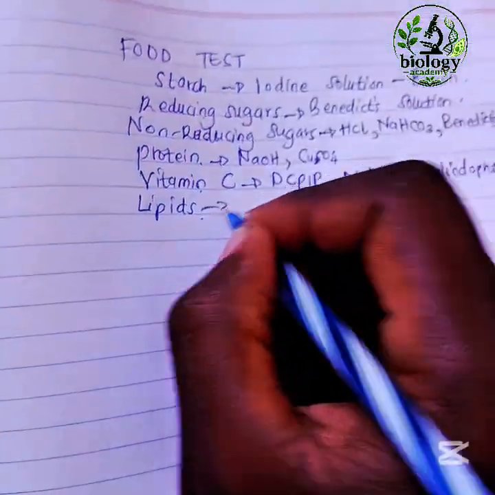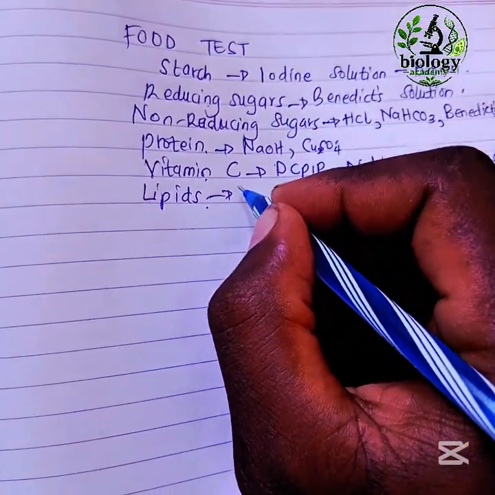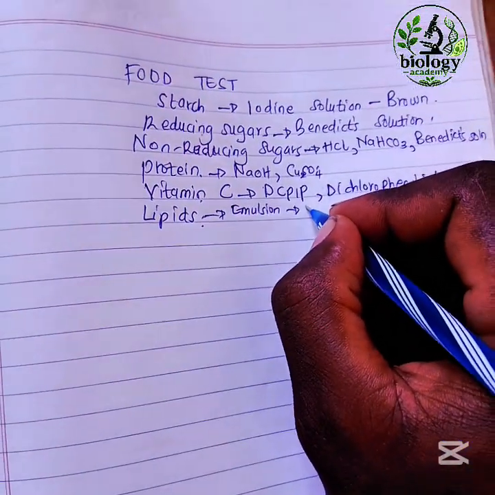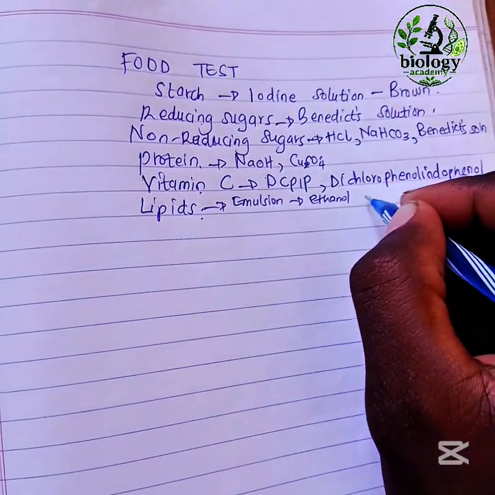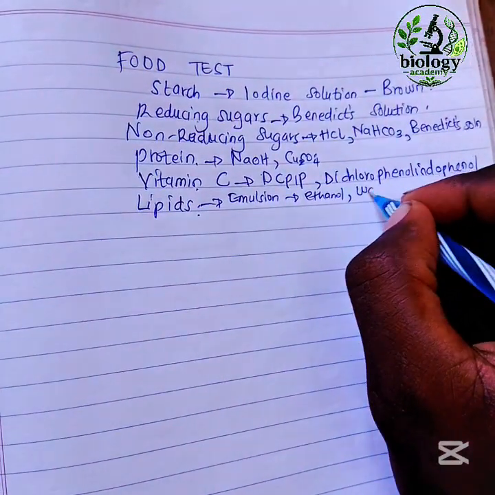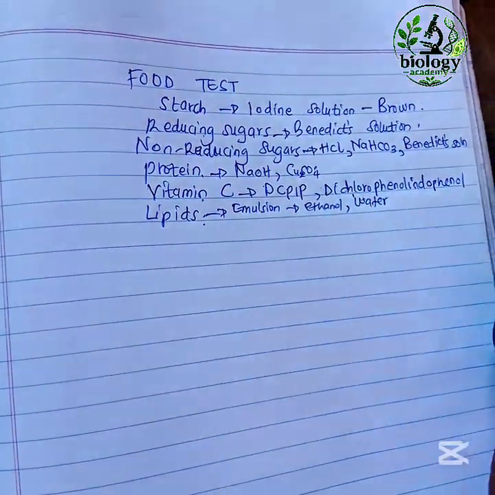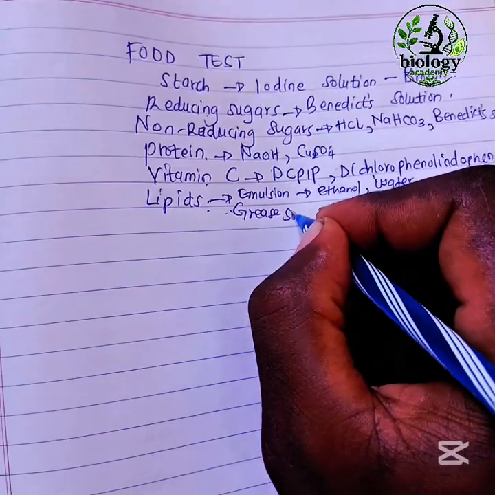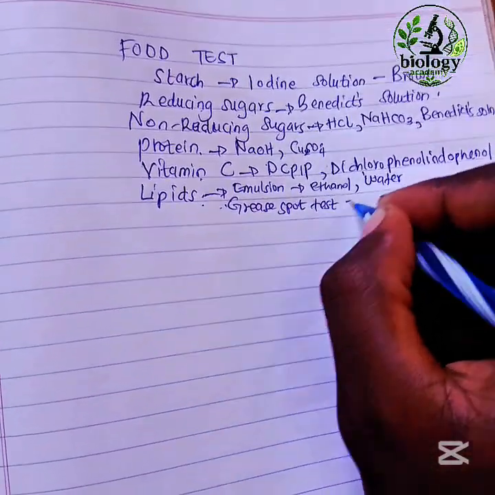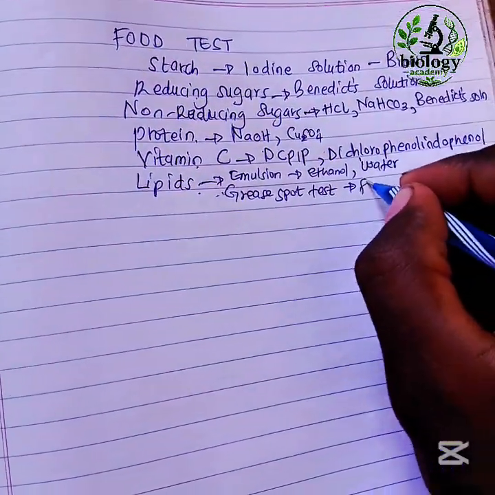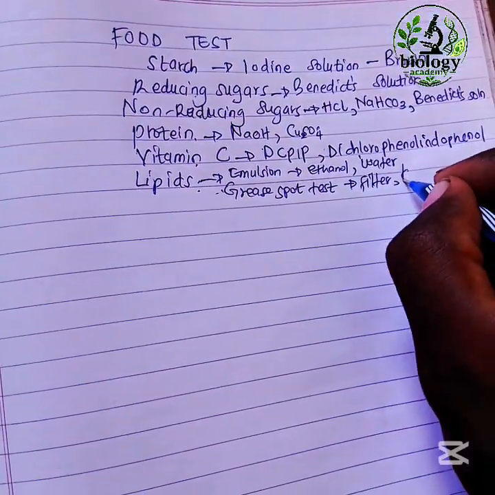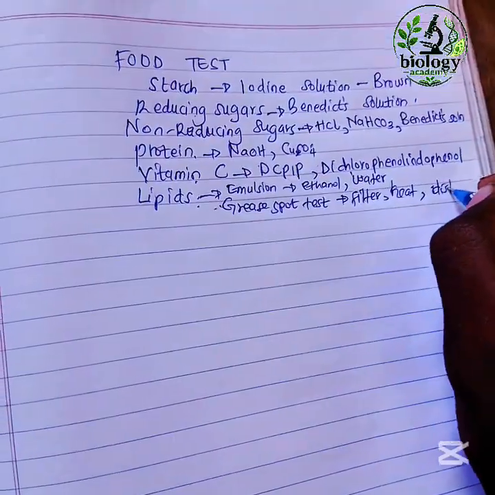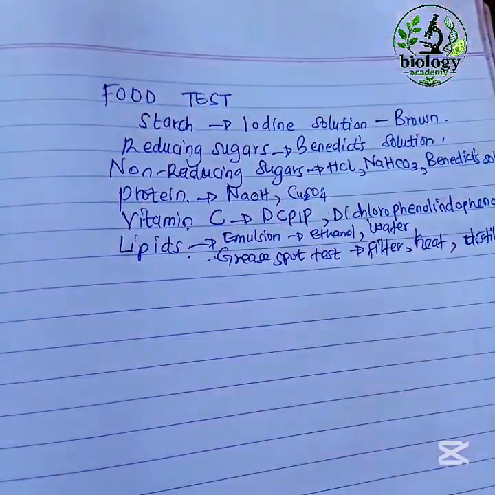In the test for lipids, lipids are tested in 2 ways. Number one, the emulsion test, and the requirements include ethanol, an organic solvent, and water, usually distilled water. Then another test is known as the grease spot test, whereby you require filter paper, a source of heat, and distilled water so that you can do the controlled experiment.